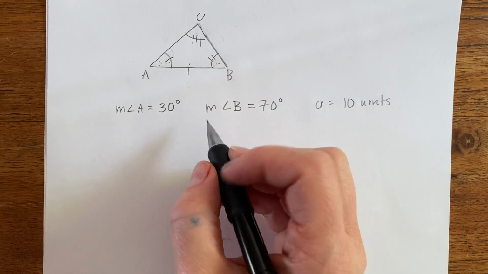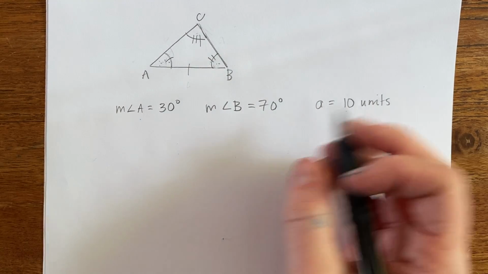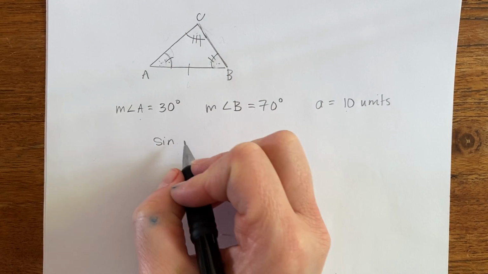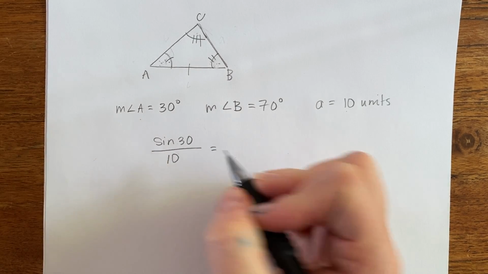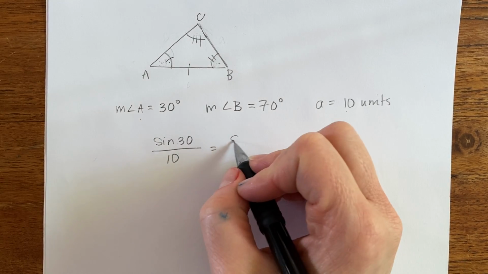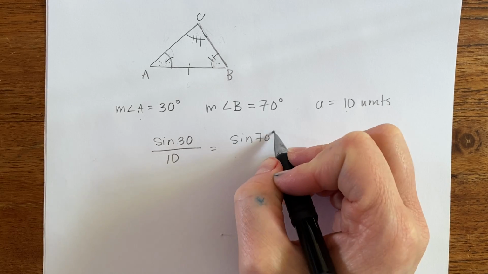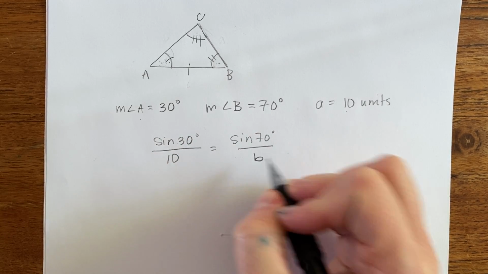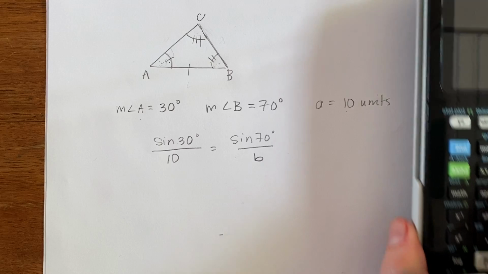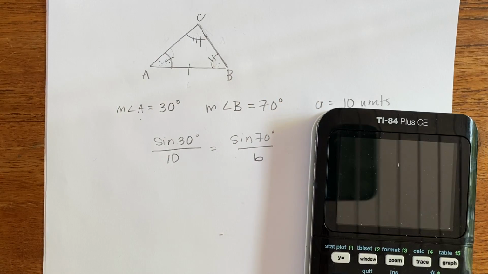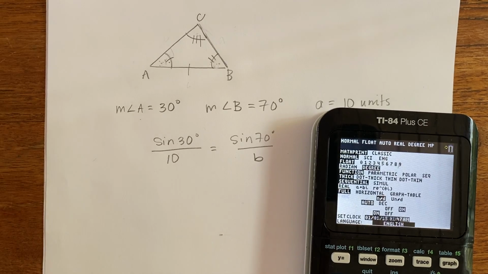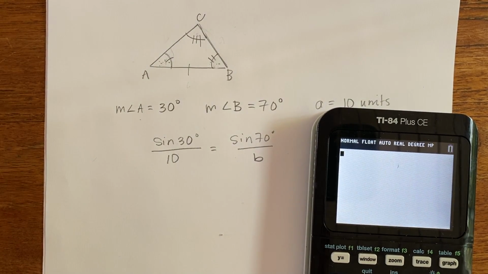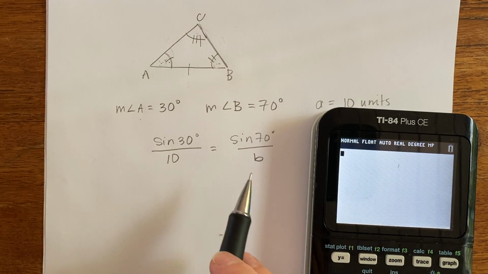So we can set up angle A and side A, the sine of 30 degrees over 10 units is going to be equal to the sine of 70 degrees over whatever B is. We don't know what B is, so we're going to get our calculator out and figure that out. So I'm going to turn it on. I'm going to make sure I'm in degree mode. So I'm going to hit mode, and I notice, yep, I'm in degree mode. Second, quit, here we go. Now I want to find B.